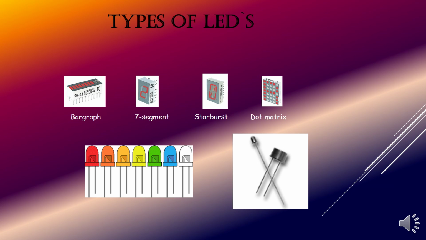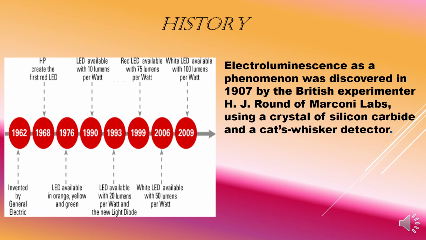Now, if we talk about the types of LEDs, there are four types of LEDs: bar graph, 7 segment, starburst, and dot matrix. Now, if we come to the history of LEDs, electroluminescence as a phenomenon was discovered in 1907 by the British experimenter H.J. Round of Marconi Labs, using a crystal of silicon carbide and a cat's whisker detector.